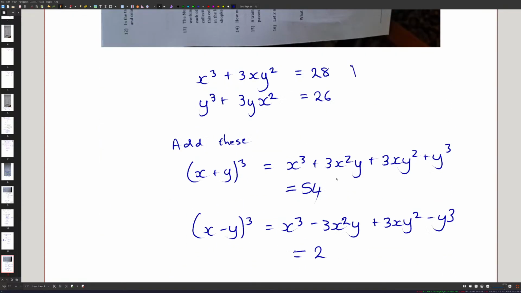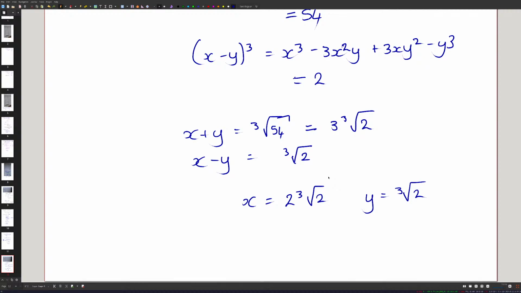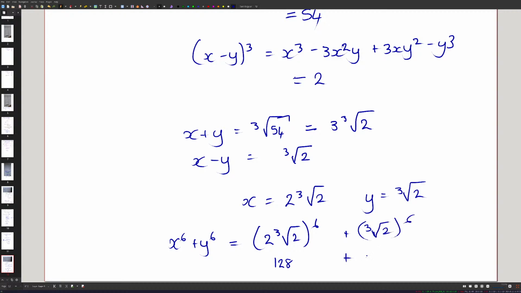And then the value of x to the 6 plus y to the 6. So x to the 6 plus y to the 6 is going to be 2 to the 6 is 64. And then the cube root of 2 to the 6 is 2, so this is 128. Well, okay, let's write it out in detail. 2 cube root 2 to the 6, which is 128. Plus cube root of 2 to the 6, which is 4, is going to give us 132 in total.